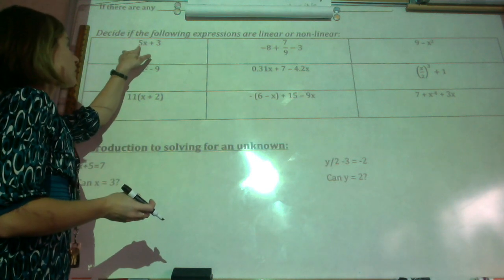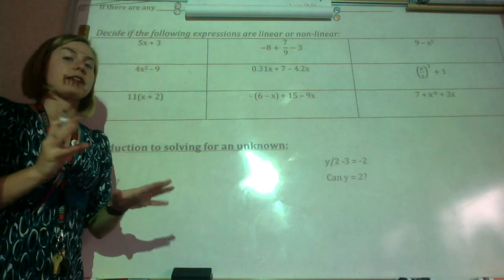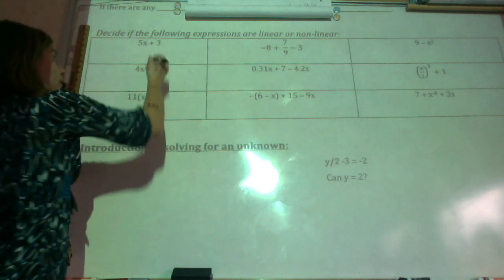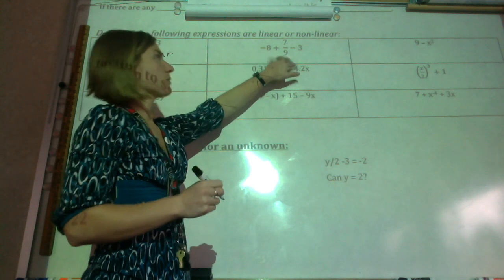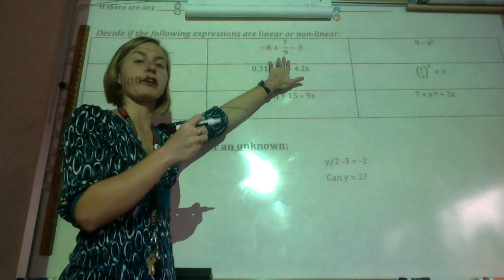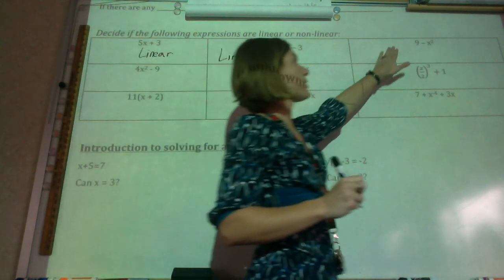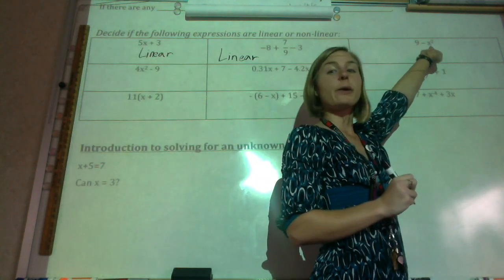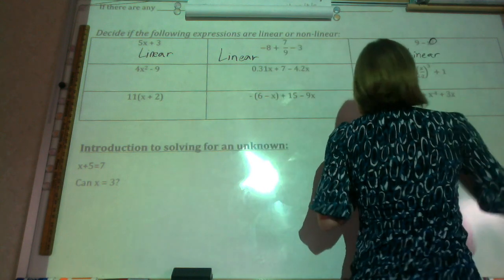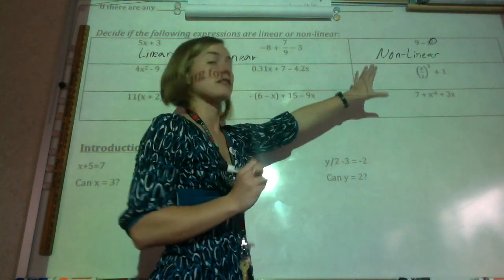So this first example, 5x plus 3, there's no squaring, cubing, or anything going on. It's a simple x with nothing attached. So that is linear. This next one, there's no powers involved, and there's not even any variables, because the powers have to be on a variable for it to be nonlinear. So this one, of course, is linear. This next one over here, red flag, we have an x squared. So automatically, it's going to be nonlinear. And if you want to circle or highlight, because of that square, that's why it's nonlinear.